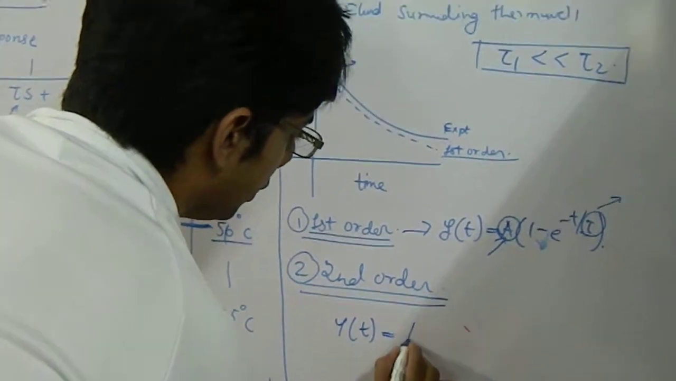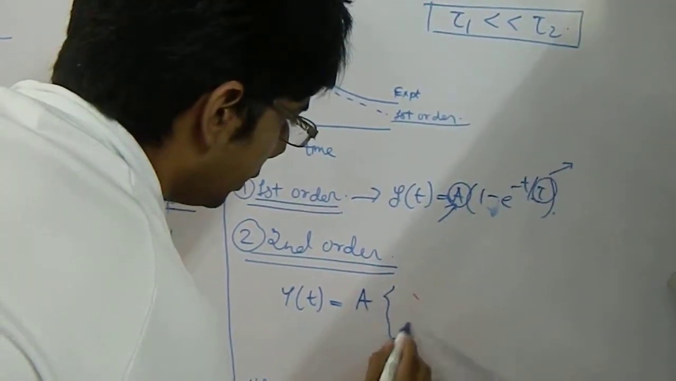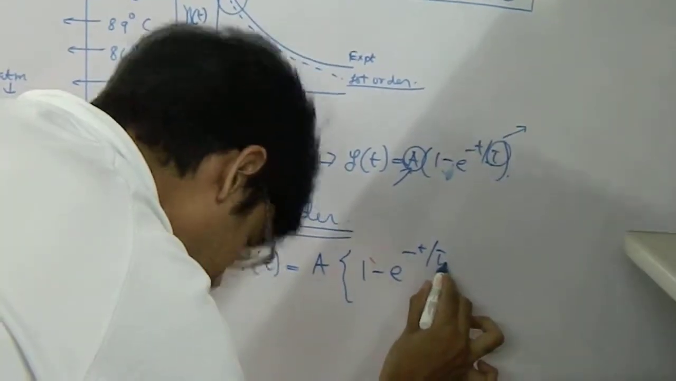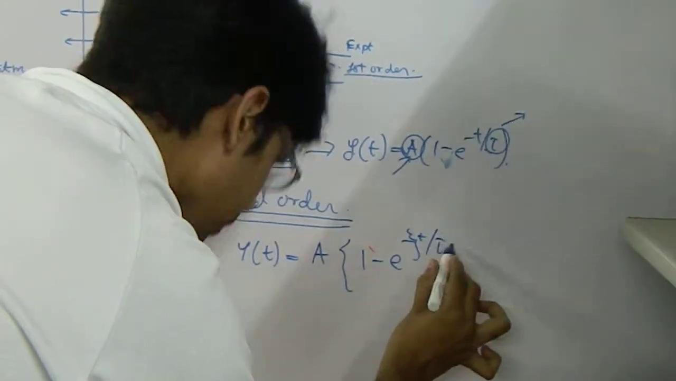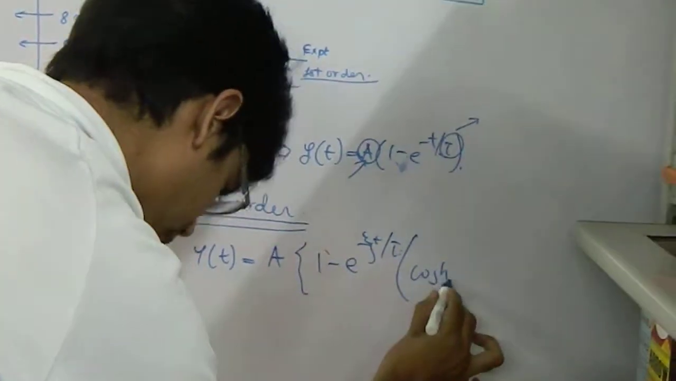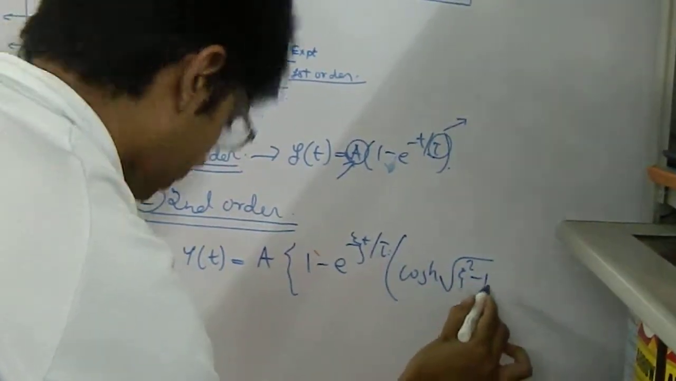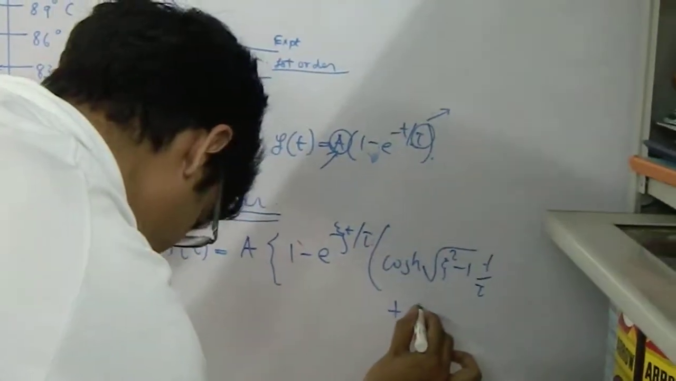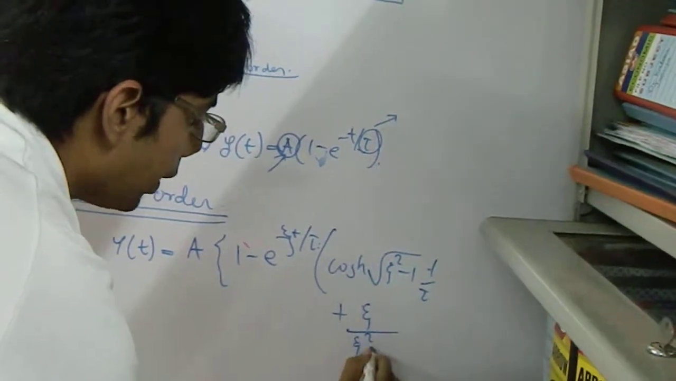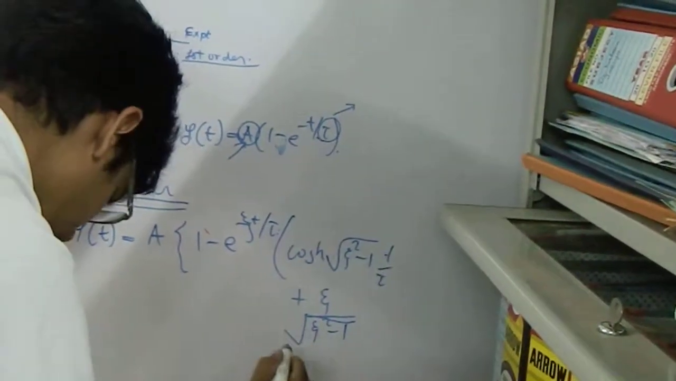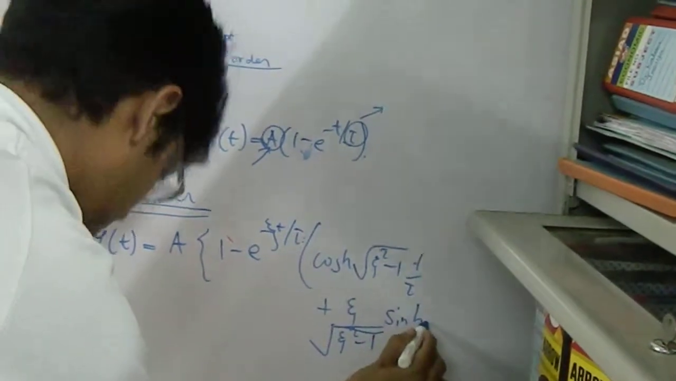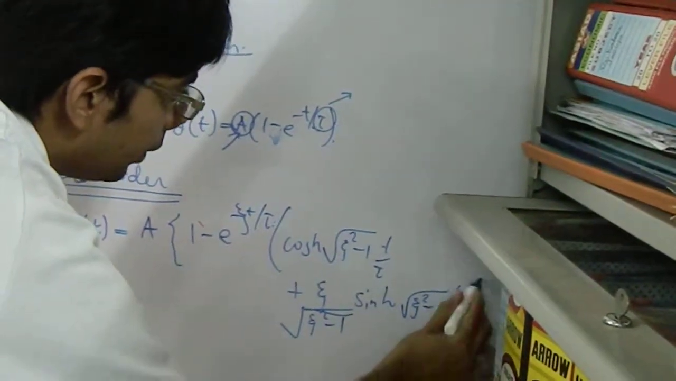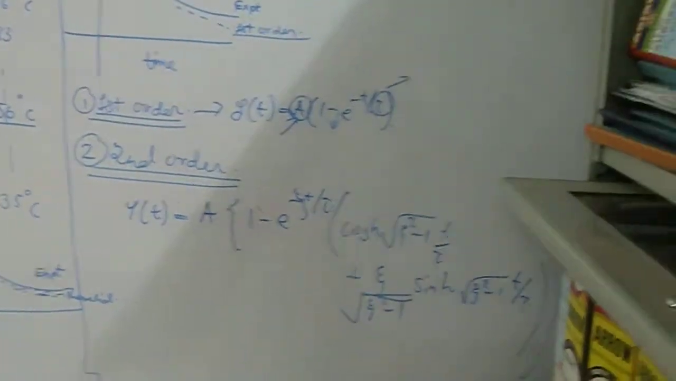The equation given in Bucknell goes something like this: 1 minus e to the power minus epsilon t by tau into cos hyperbolic of square root of epsilon square minus 1 into t by tau, plus epsilon upon square root of epsilon square minus 1 into sine hyperbolic of square root of epsilon square minus 1 into t by tau. I will be coming to what epsilon is. So you just have to verify whether this equation holds true or not.